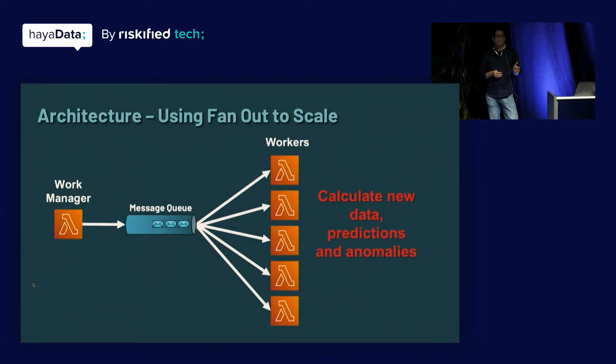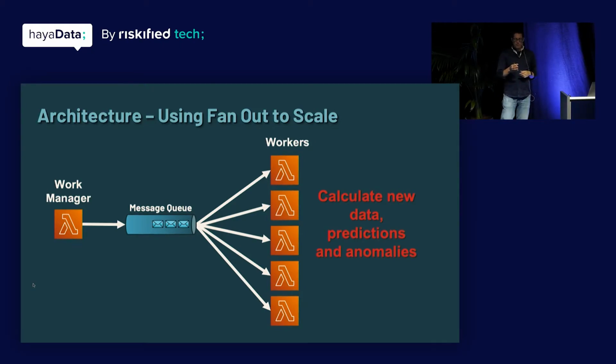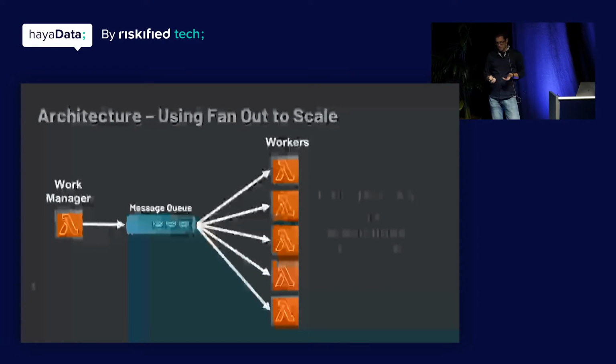Let's see how we implemented the architecture to do this with our anomaly detection system. So first, we have a Lambda work manager that wakes up periodically, checks what needs to get processed. Remember, we want to do this lazily, and creates messages on a queue that tells the workers what to do. The queue is AWS SQS, Simple Queue Service, that we use, and it invokes the Lambda workers every time there's a message. The workers calculate new data if there's some pre-processing on the data. They run the models and the predictions and calculate anomalies and save the data back.